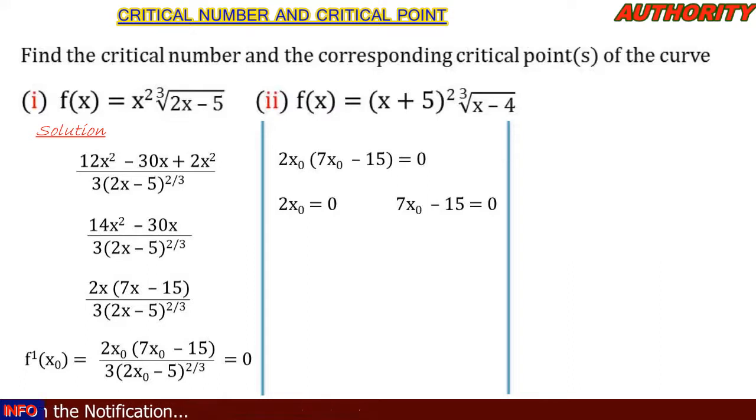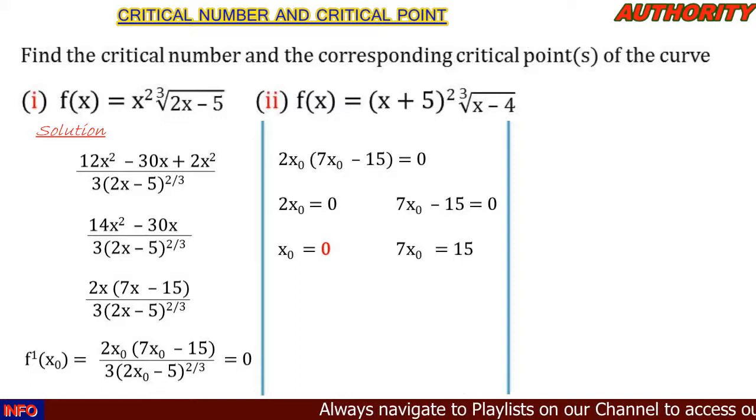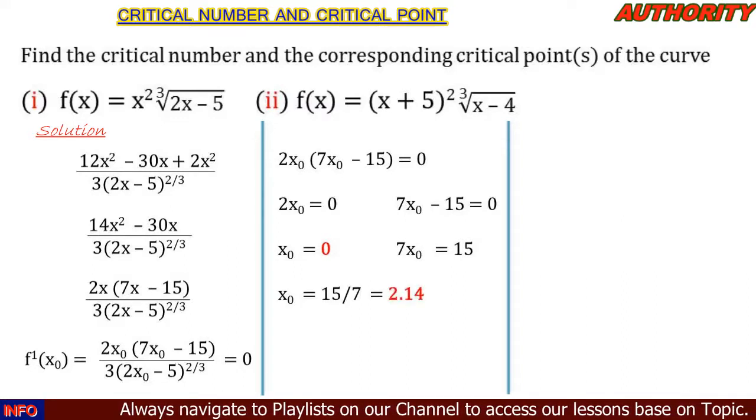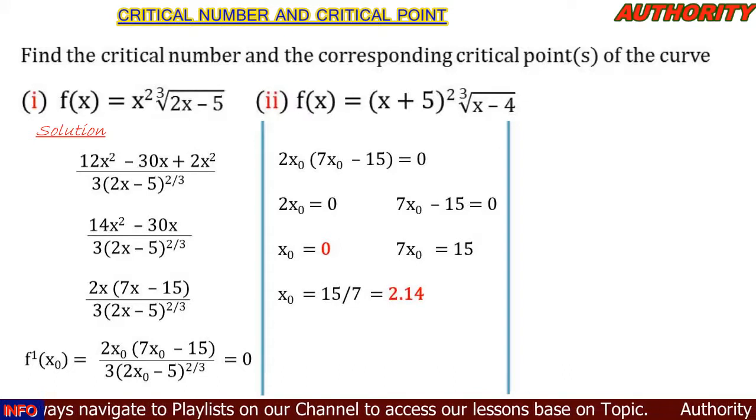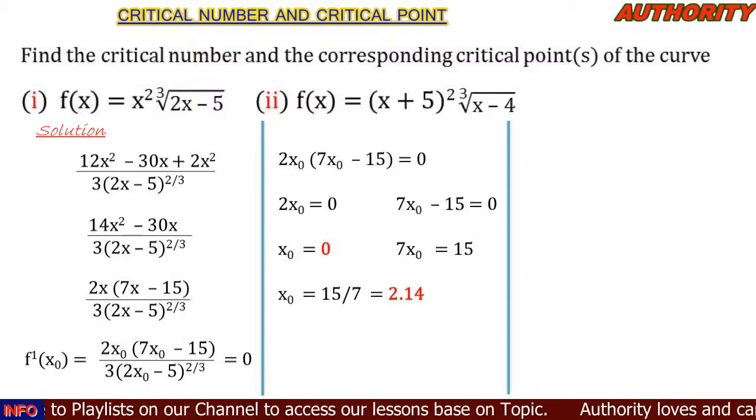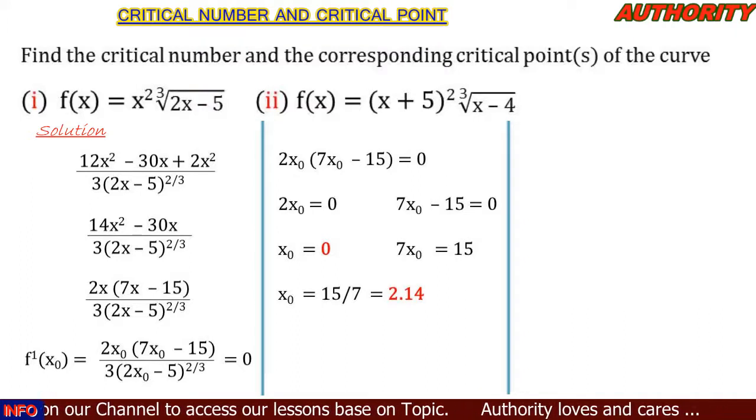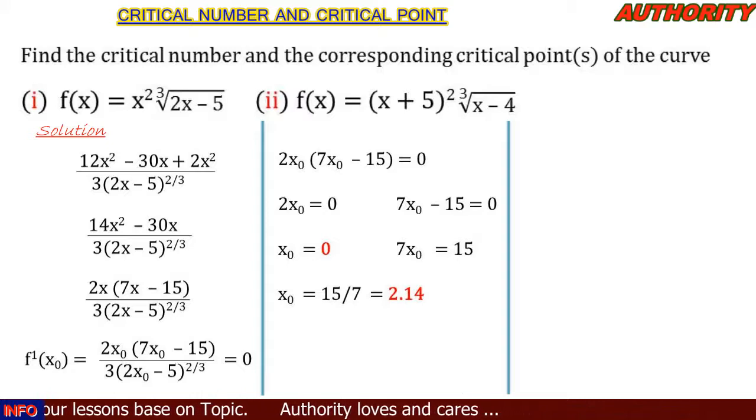So when we divide both sides by 2, we're going to say that x naught is equal to 0, and then the term in the bracket we have 7x naught minus 15, so 7x naught minus 15 is equal to 0. We take minus 15 to the other side, so we have 7x naught is equal to 15. Divide both sides by 7, so x naught is equal to 15 over 7. In decimal, 15 over 7 is going to give us 2.14.